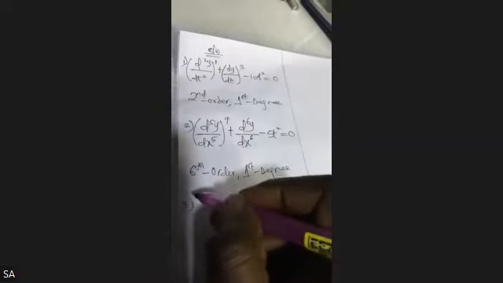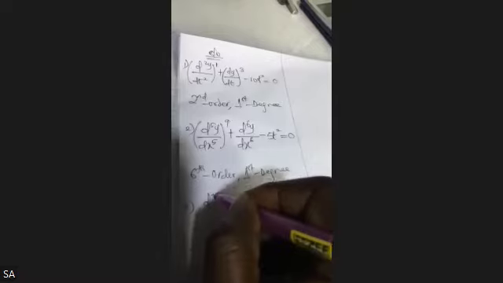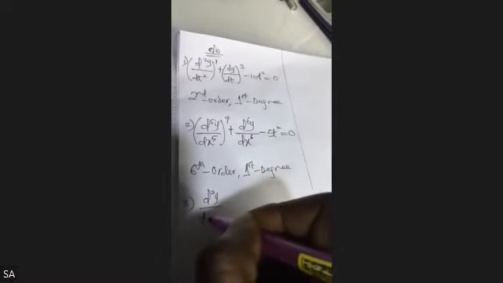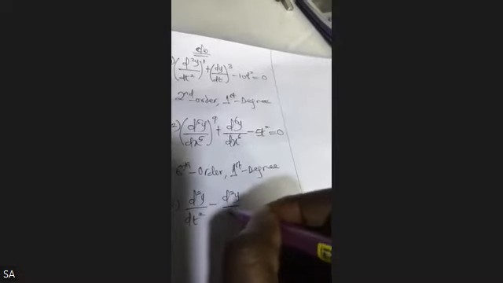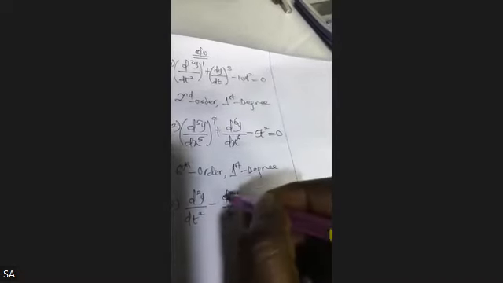Let me give you another one. This one will make you happy. What about this one? The 2y over the t squared minus the 2y over the t squared, all raised to power 3, equals 105y. Who can tell me the order and the degree?